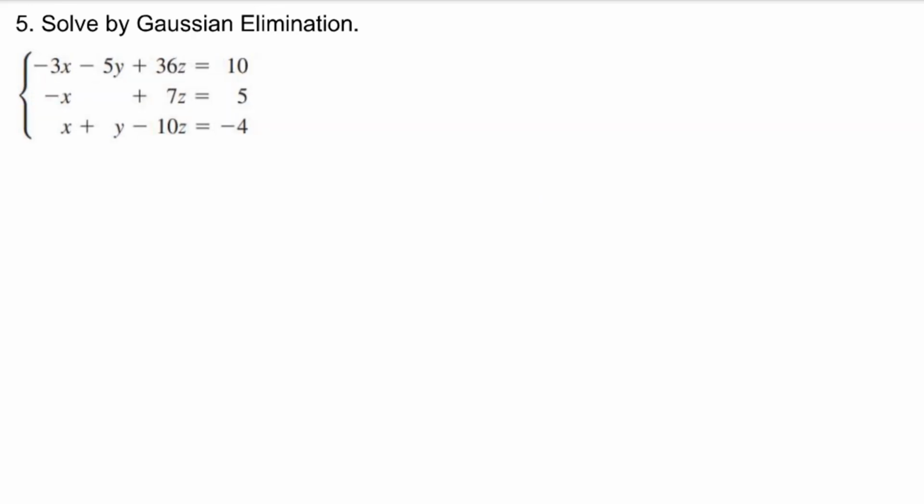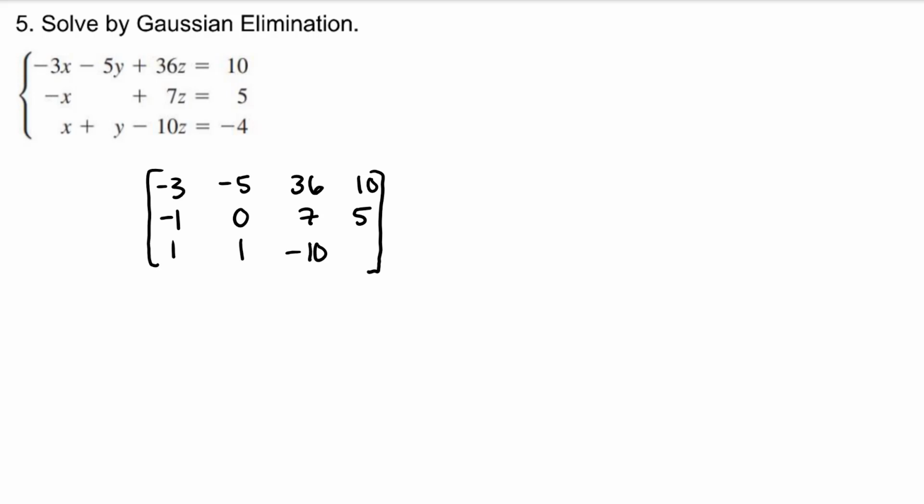Number 5, solve by Gaussian elimination. Rewrite as an augmented matrix, and then use row operations to write your augmented matrix in row echelon form. We do not have a leading 1 in our first row, but we have a 1 as the first entry in our third row, so why don't we just exchange rows 1 and 3?